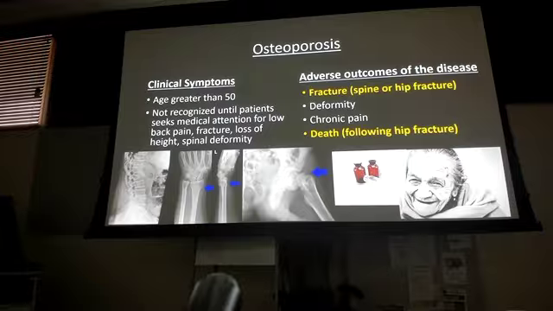osteoporosis, because that's a scale, right? You guys know the difference between osteopenia over here and osteoporosis over here, right? And we'll put some numbers to that here soon. Okay? So fractures, spinal hip fractures, very common, especially in the senile, right? Deformity, chronic pain, and death following hip fracture.